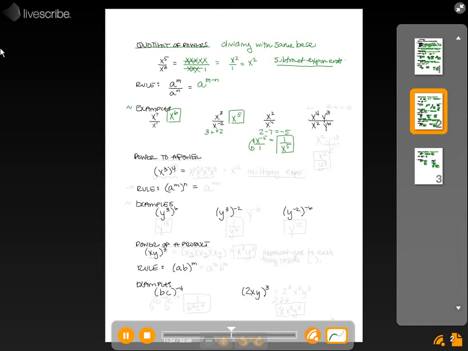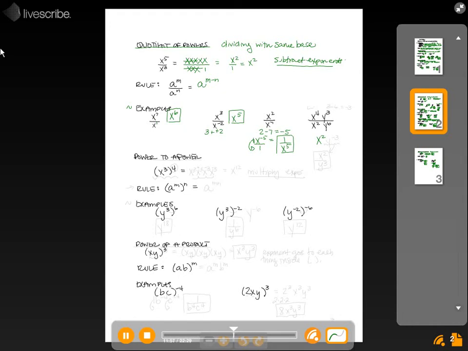Our last example here, we've got x's and y's, and we treat it the same as we normally would, except we're going to figure out the x's, and then we're going to figure out the y's, and we're just going to put them together in the same problem. So let's look at the x's. We've got x to the 4th over x squared. Well, we subtract those. 4 minus 2 is 2. So in our numerator, we've got x squared.